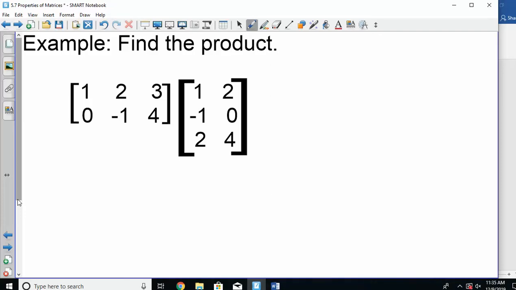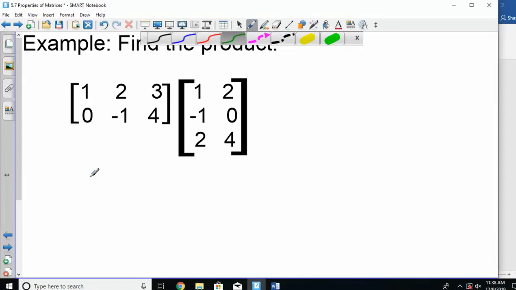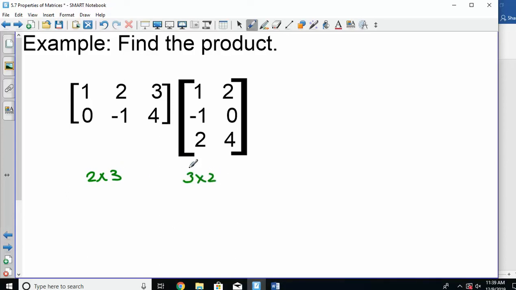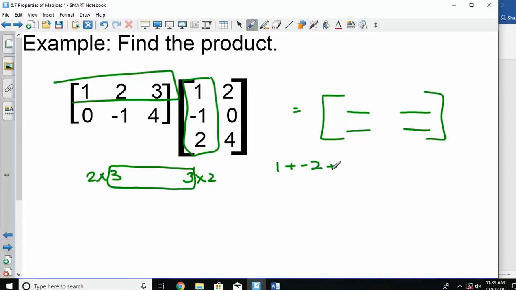Why don't you guys try this one? Size of the first matrix is? Second one? So we can multiply them. How big will the final answer be? Okay. Row 1, column 1. So you have 1, -2, and 6. So you get 5.